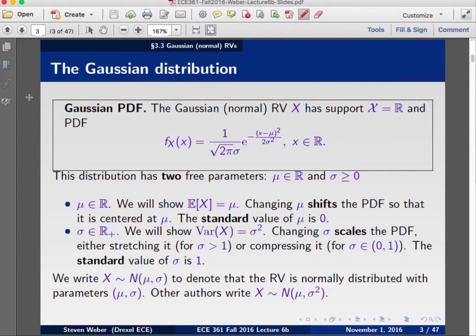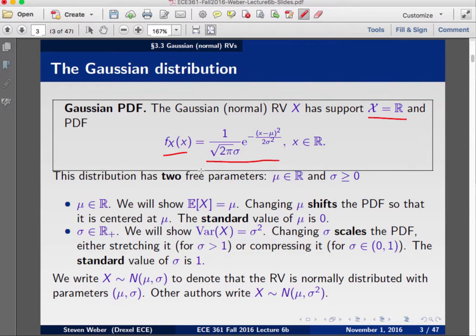Let's start with our first big topic on the Gaussian distribution. The Gaussian distribution, or normal distribution, is a continuous distribution that has as its support the real line, as indicated here. Its PDF, little f sub x, is given by this expression here. You see that it's an exponential where the argument of the exponent is squared in x.